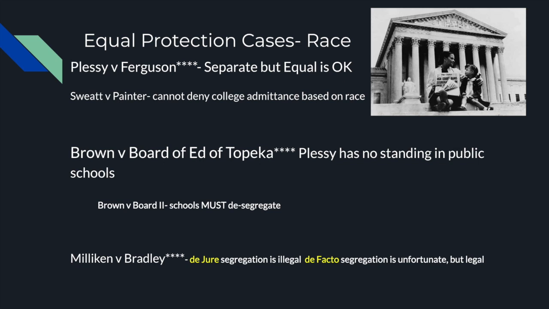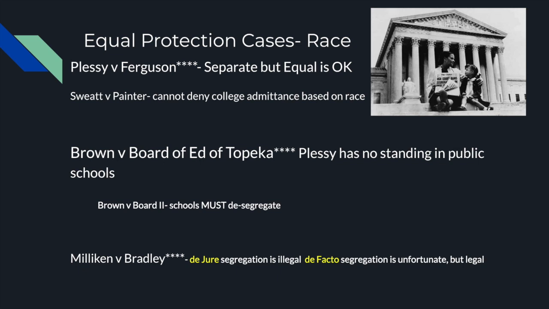Now, this is another bummer one, but it's the last of these equal protection ones on race, and this is called Milliken versus Bradley. And there are two types of segregation. You have de jure segregation and de facto segregation. De jure means legalized segregation. So a law being passed that says African Americans are not allowed to go to school here. So if you specifically spell it out in a legal sense, that is de jure segregation of the law.